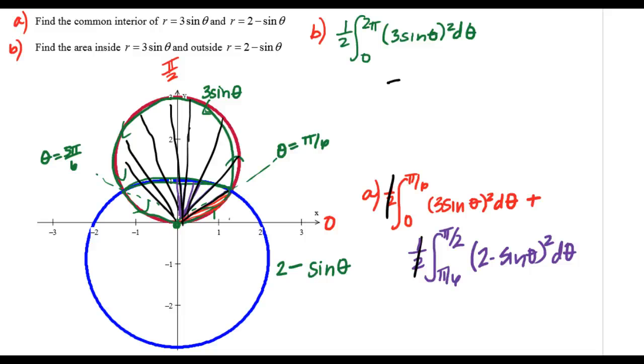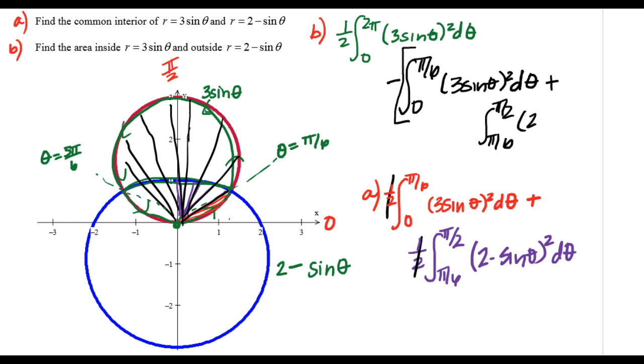So it's this integral minus the integral from 0 to pi over 6 of 3 sine theta quantity squared d theta. And here I just need to be careful about how I set this up. So it's minus this entire quantity. So I'm going to keep a big set of brackets around the next part, and then add plus pi over 6 to pi over 2 of 2 minus sine theta quantity squared d theta. So it's the whole circle minus the common interior that we found in part A, and I wanted to make sure and subtract that entire part. So I needed to keep this subtraction outside the big bracket so that I know it would distribute.